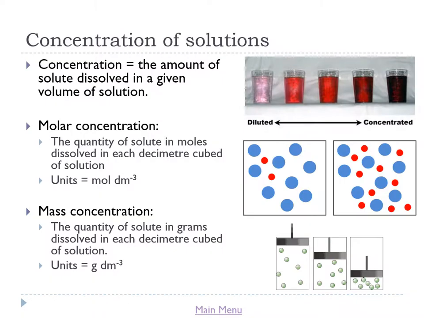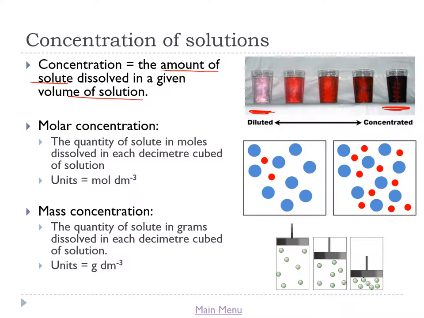The concentration of solutions. When we're talking about concentration, we mean the amount of solute dissolved in a given volume of the overall solution. So in very simple terms, you might say it's the strength of the solution. This should be no big surprise. This is all GCSE level stuff. In my very simple and highly non-scientific Ribena model of concentration, this would have very low concentration. This would have very high concentration.